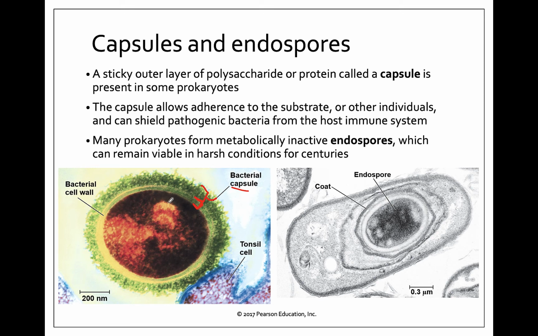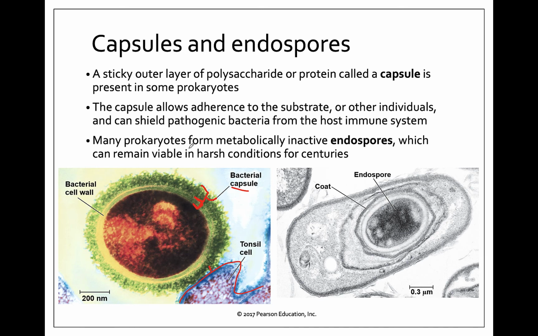But either way, a capsule or a slime layer is going to help this bacteria stick to a surface. So this is a tonsil cell. So that would be something inside of your throat, right, your tonsils. And then this bacterial cell might be a respiratory pathogen that's going to come in, stick to your mucus lining here, and start to cause a respiratory disease.